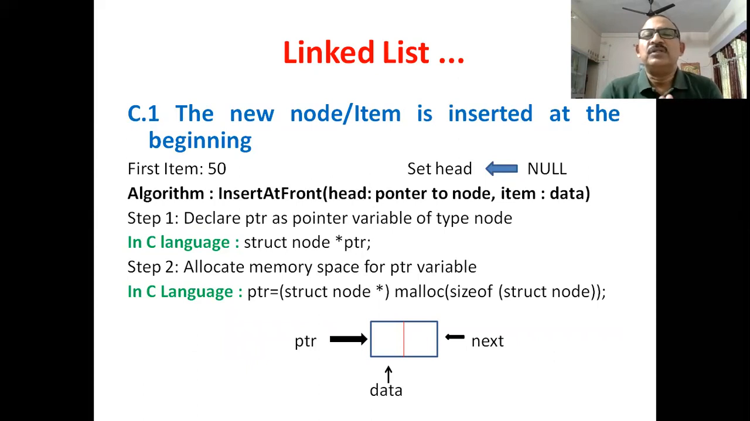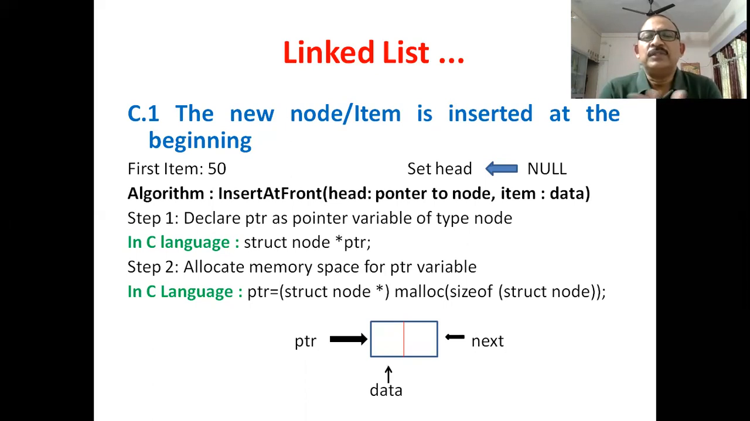Suppose we want to insert a node at the beginning of a linked list. Let us take the first item as 50. When we insert the first node in a linked list, the head points to null, which means the linked list does not exist at this time. We set head equal to null. Is it clear? The name of the algorithm is, suppose, insert at front.